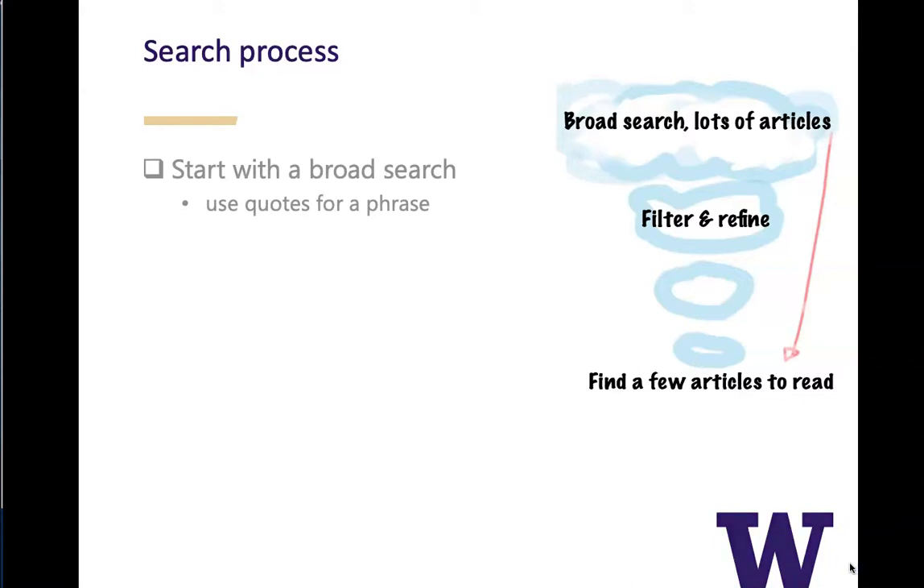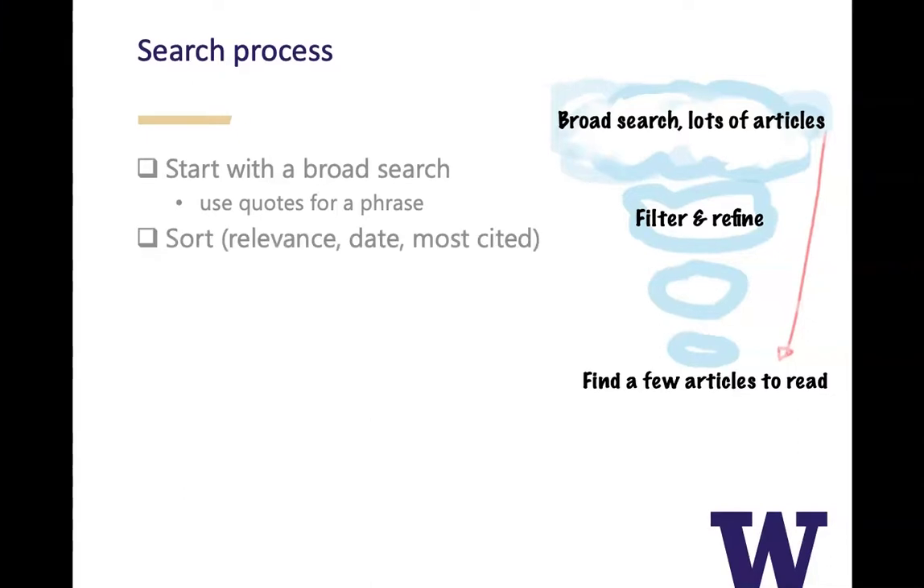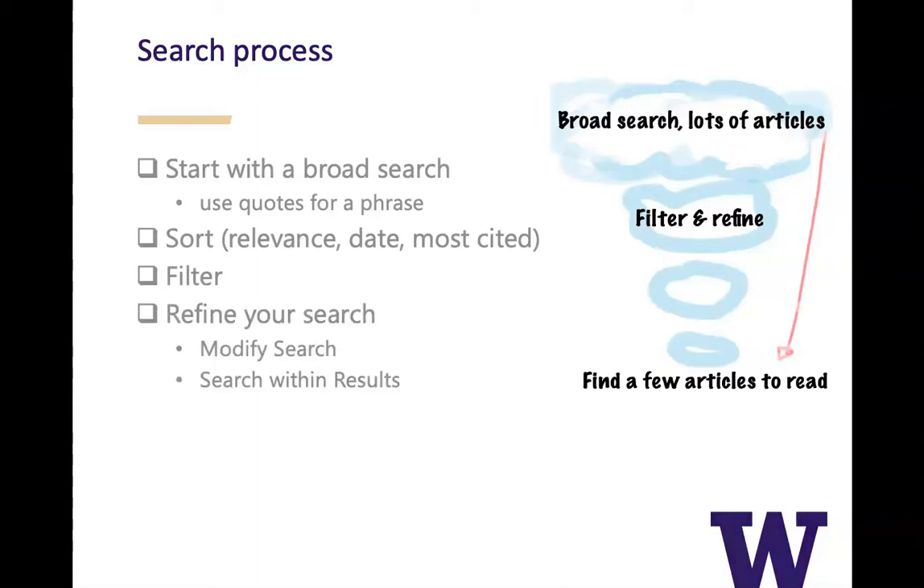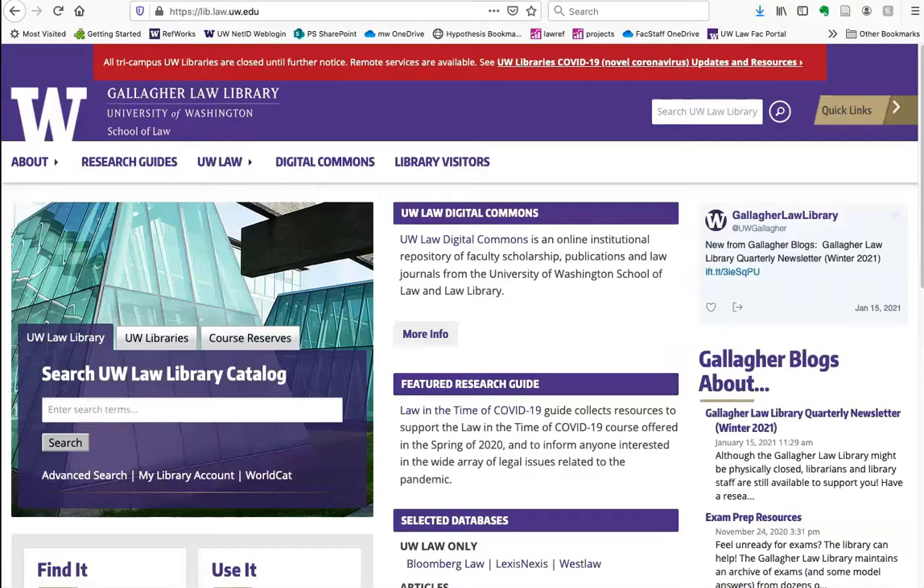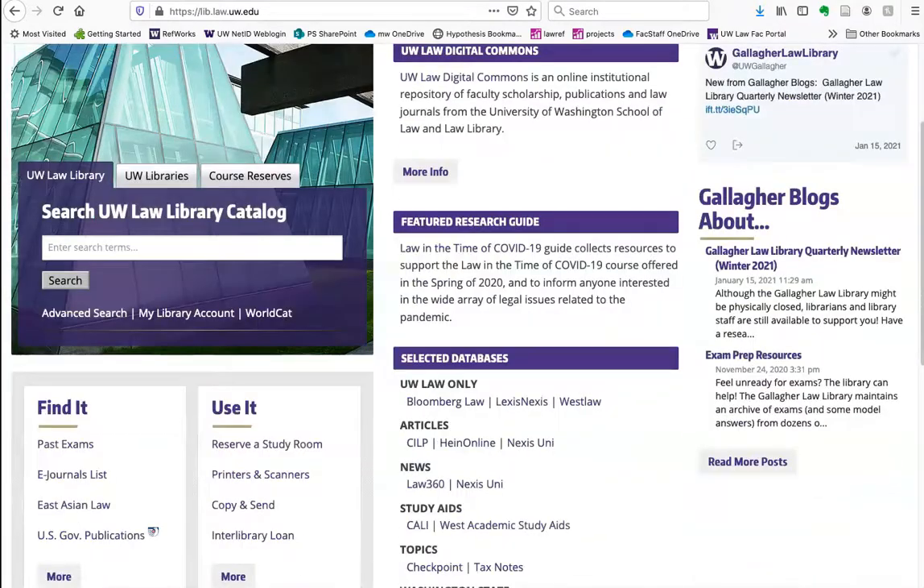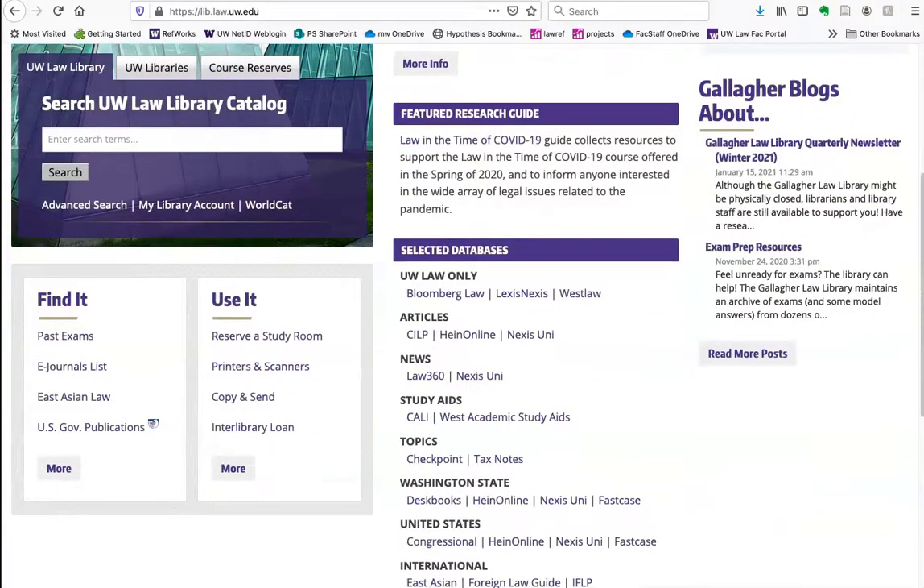In your searching, you should start off with a broad search. I'll demonstrate how you use quotations to search for a phrase. Once you get some results, you can sort them in different ways. You can also filter, or you can refine your search by adding more search terms or searching within results. Eventually, you'll get down to a smaller number of articles, and you can intentionally decide which ones you're going to read first.